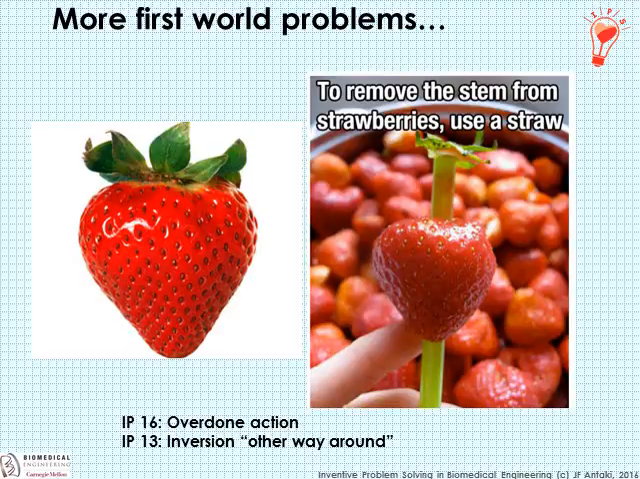One last first world problem really quick, the problem of removing that pesky stem from the top of the strawberry. Normally you grab one of those leaves and you pull on it and it leaves a residue and you can never really get the entire thing off. So here's an example I found on the internet of using a straw and pushing through rather than pulling that stem off of the strawberry. It's a perfect example of overdone action and also inversion, pushing rather than pulling.